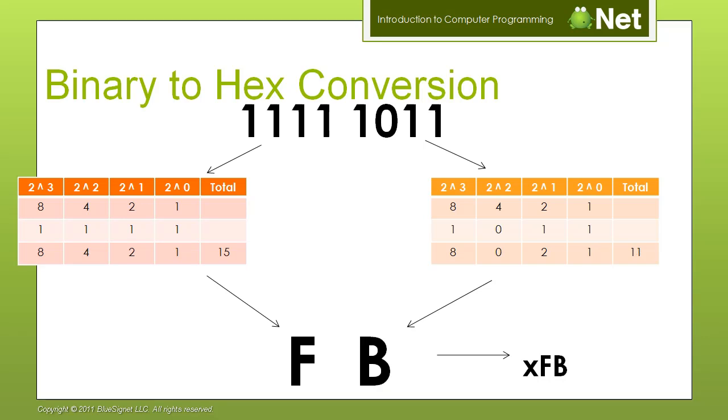And here's just another example where we take a nibble that is all on. So in 4 bits, 15 is the highest value. So you can see where that F comes from, because nothing can be higher than F. So in this case, we have 15, we have 11, F and B, or xFB.